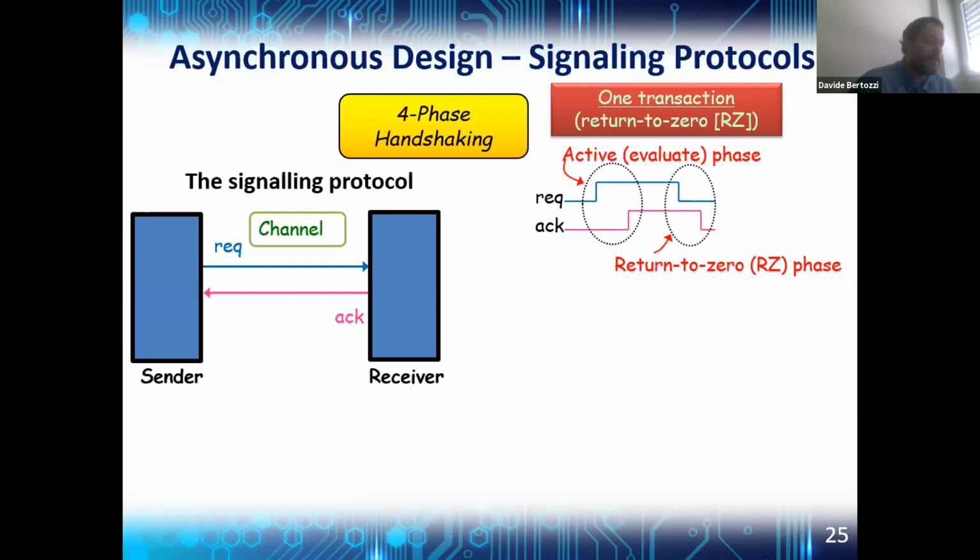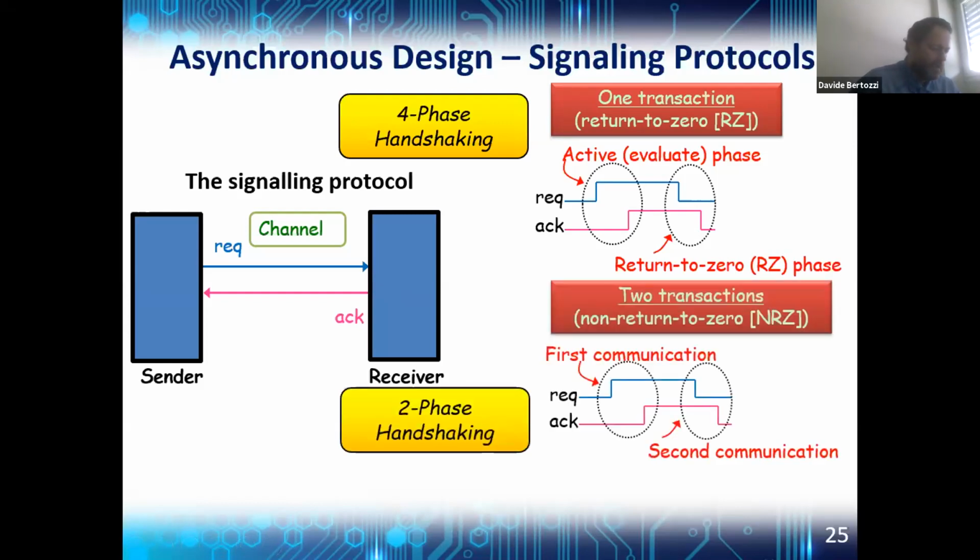Therefore, this is not the best signaling protocol for ultra-high performance, because signals have to return to 0 after the transaction. In contrast, in two-phase handshaking, also called transition signaling, each control signal makes a single toggle. So in this case, for the same amount of activity, you have two transactions. The first communication on the rising edges of request and acknowledgement, and the second communication on the falling edges.